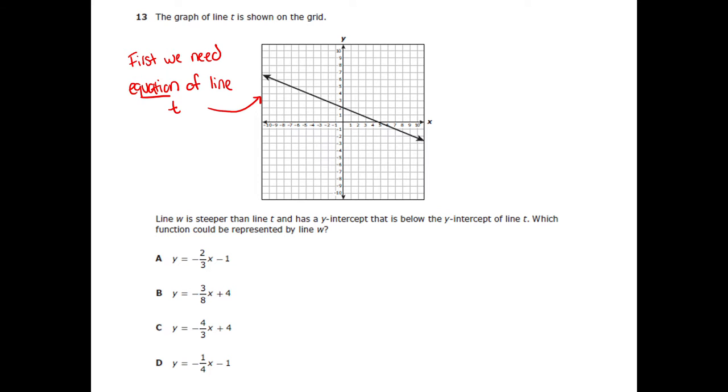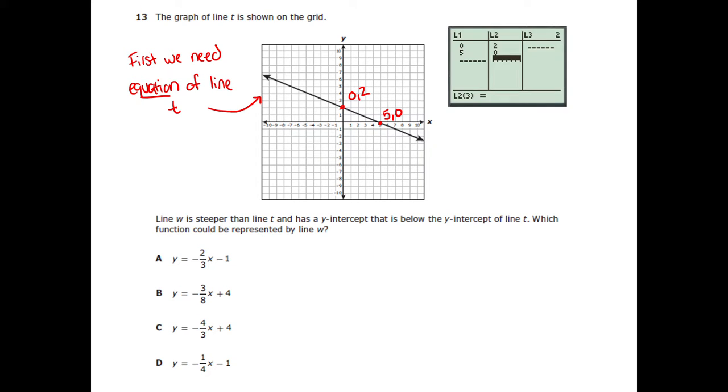Okay, if you need another hint or you can't really tell, you need to find 2 points off of this graph because they didn't give it to us, and use 0, 2, that is this first point, and 5, 0, that is the second point. Okay, next hint. Since we need to define the equation, we should type these in stat and do stat calc 4. And this is our equation of line T.